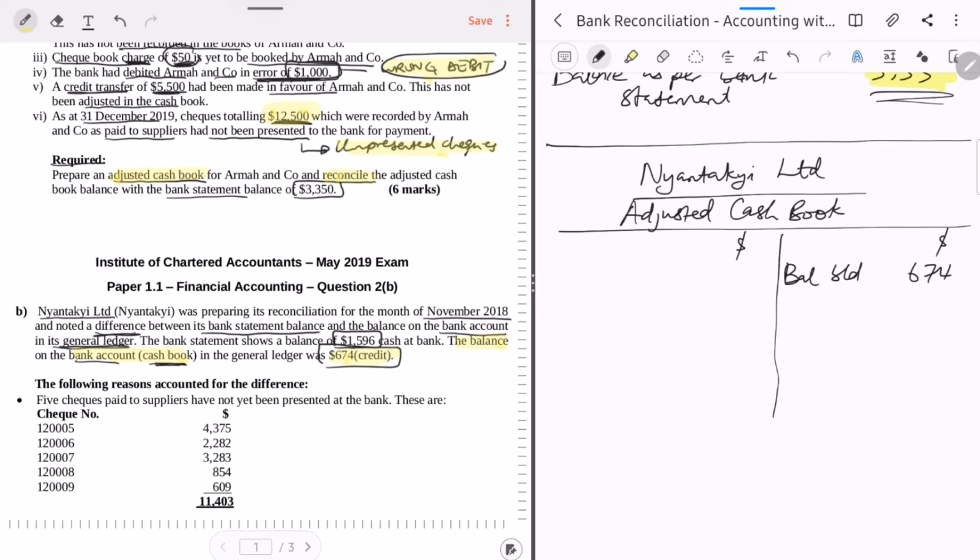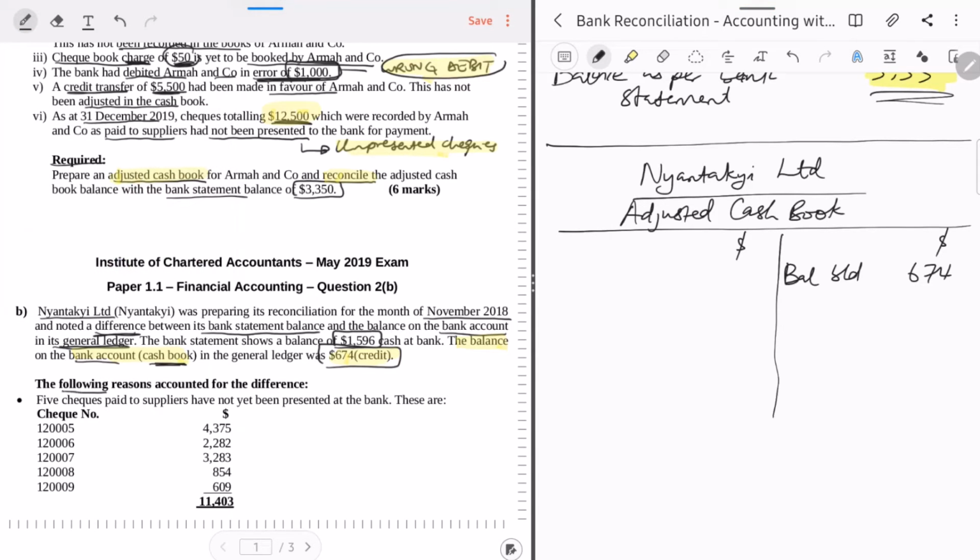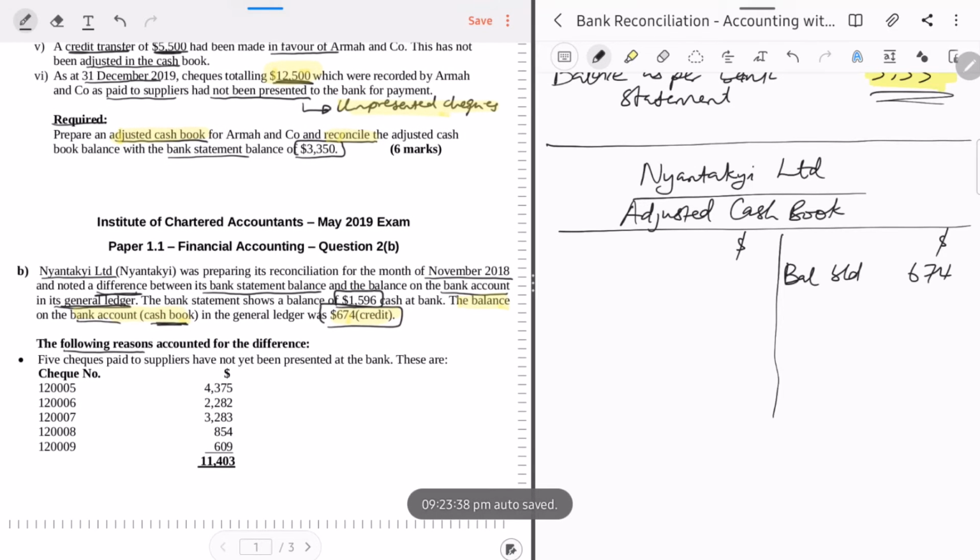All right. So they are saying, let's come back to the question. They said the following reasons accounted for the difference. Okay. 5 checks paid to the suppliers have not yet been presented. What would you call this? Tell me. These are what? Unpresented checks. Easy, right? They have not yet been presented, so they are called unpresented checks. Okay, so these are check numbers. They've numbered all the checks with different amounts, giving us 11,403. All right, let's move on.